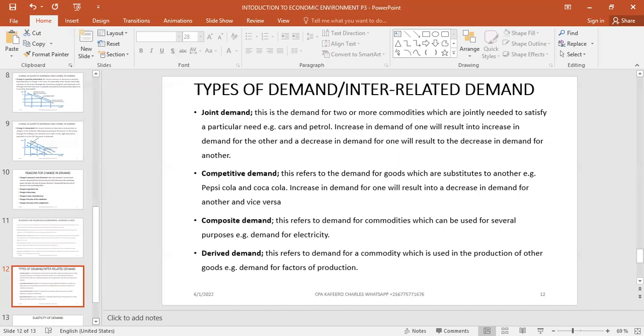Then the last one is derived demand. This refers to demand for commodities which are used in the production of other goods. The demand for those items which can be used in the production of other items. You can talk about the demand for factors of production. Among these factors of production, you can talk about labor, because we know that the demand for labor is always a derived demand. Why? Because we demand labor to do certain activities that they are supposed to be doing, or to produce certain output.